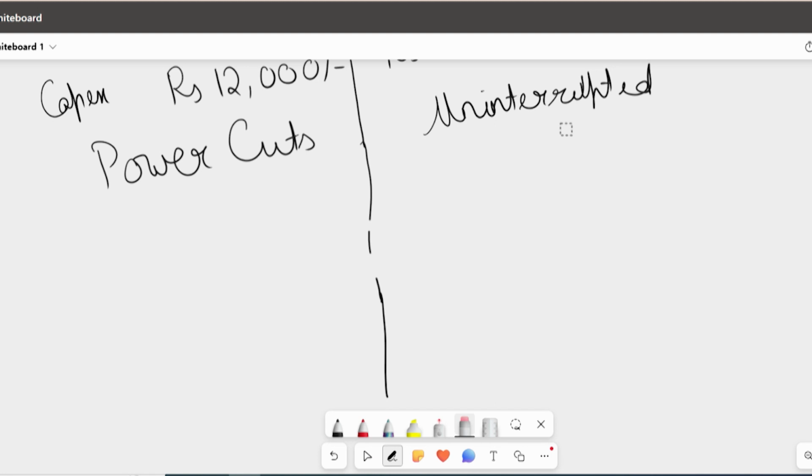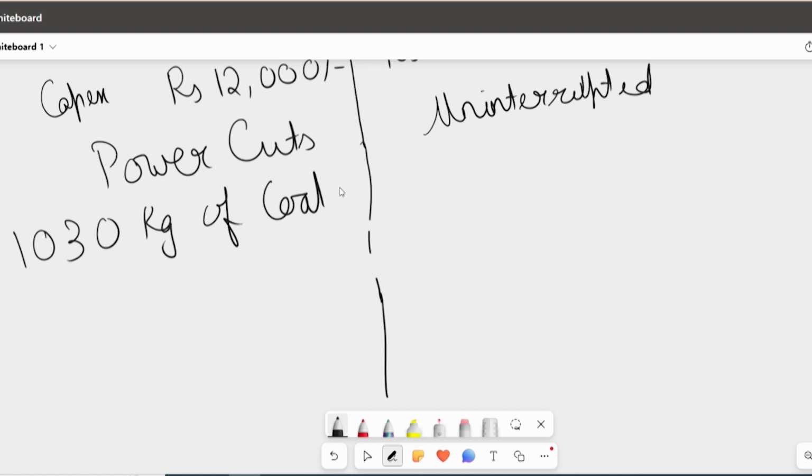Besides the availability of uninterrupted power, or power with power cuts, we also need to be concerned about the primary energy that would be used. As we have calculated previously, an electricity powered pump would roughly require around 1030 kgs of coal as the primary energy. Comparing that to crude, it would roughly come out to be around 315 kgs of crude oil.